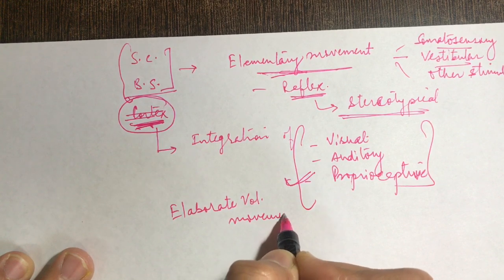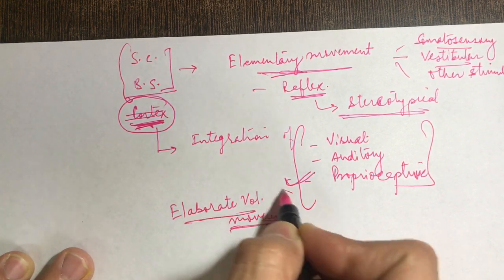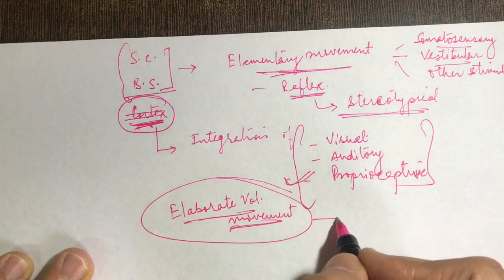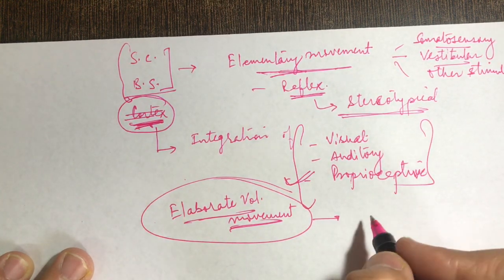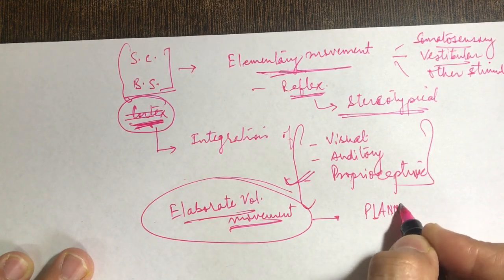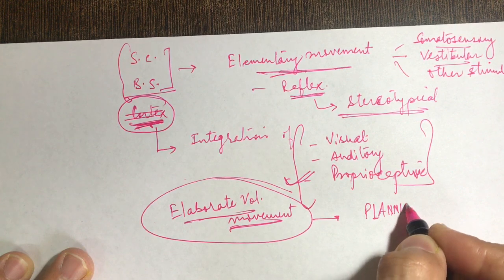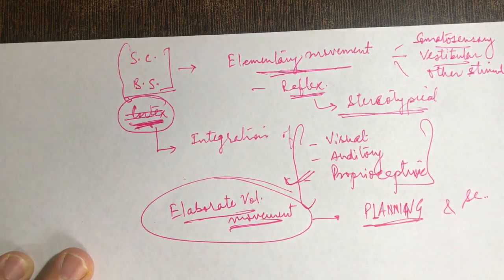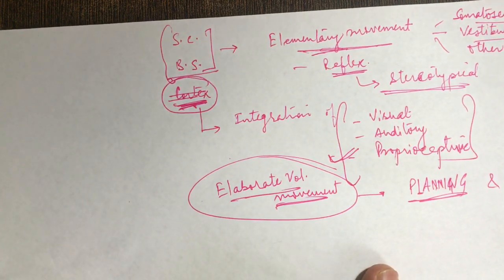And what is the peculiarity of this movement? These can be modified accordingly or with practice, and they require planning, right? They require planning. So there is planning as well as sequencing of the movement. Okay, planning and sequencing of the movement.